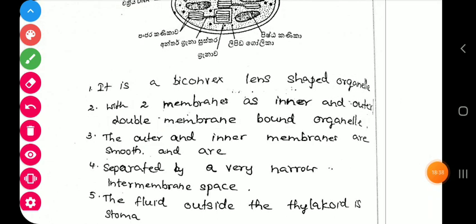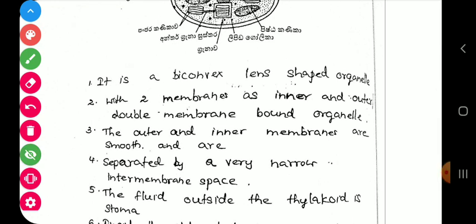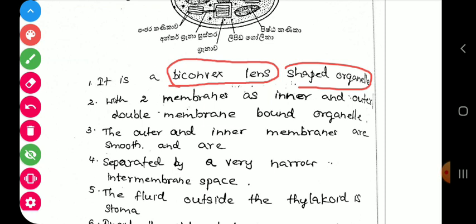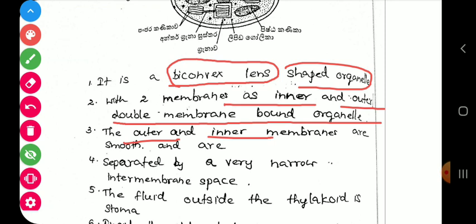So we have to describe the fine structure of the chloroplast. It is a biconvex lens shaped organelle. It is a double membrane bound organelle because it has two membranes, the inner and the outer. The outer and the inner membranes are smooth and are separated by a very narrow intermembrane space. These are very simple. I'm not going to explain a lot.